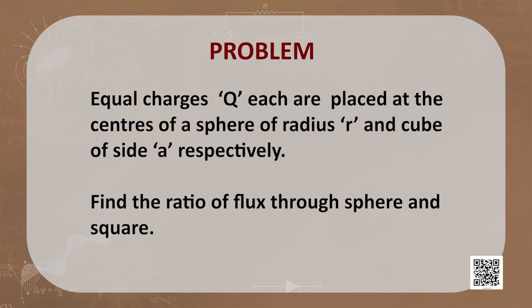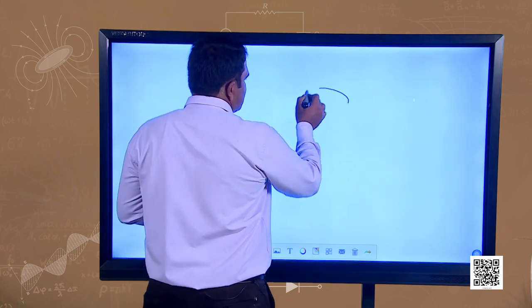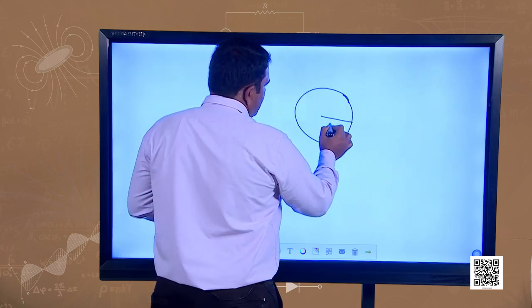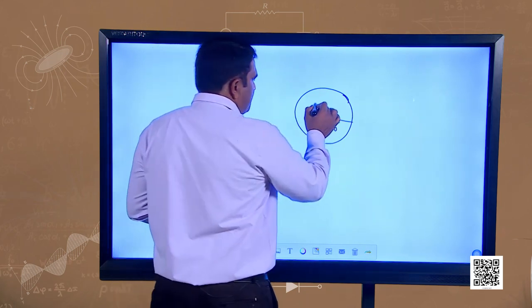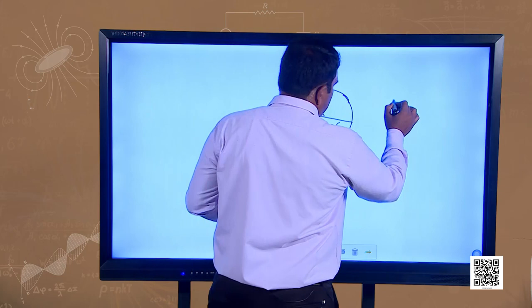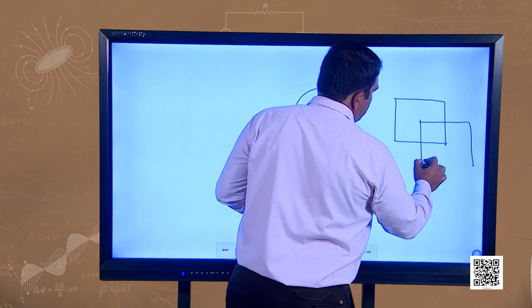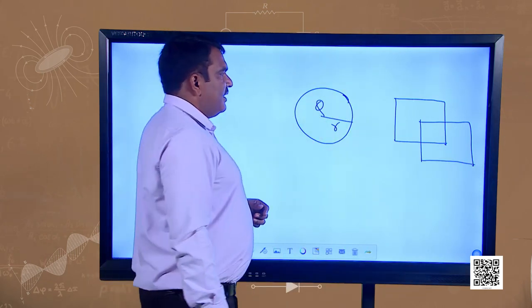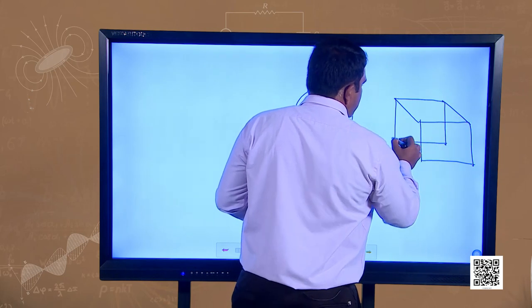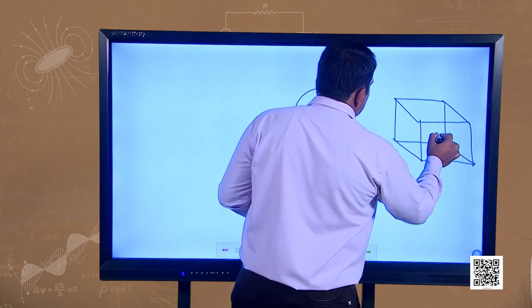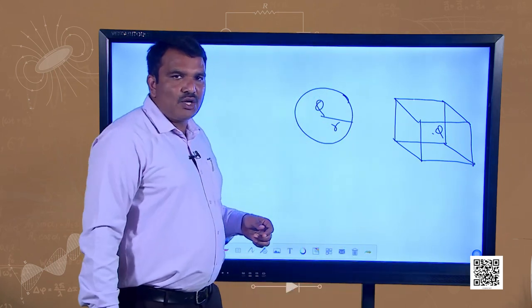Equal charges, capital Q each, are placed at the center of a sphere of radius small r and a cube of side small a respectively. Find the ratio of flux through the sphere and the cube. So, we have a sphere of radius small r and a charge Q is placed at its center. Then we have a cube of side a, and a charge Q is placed at the center of this cube also.